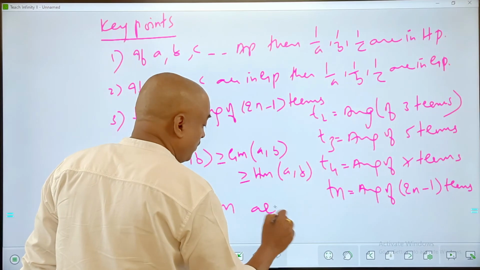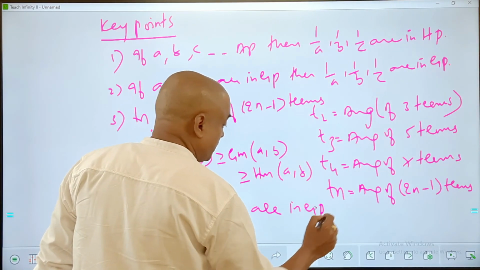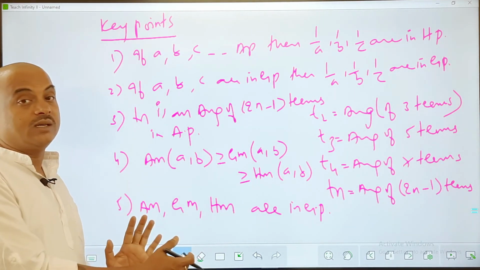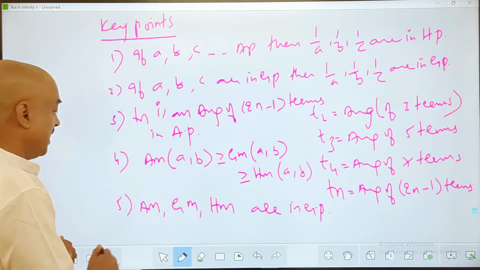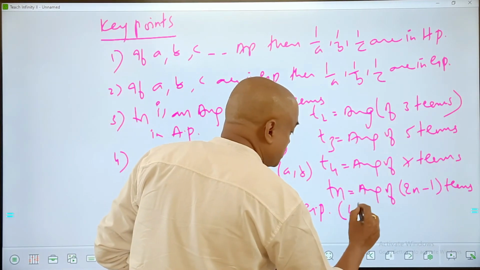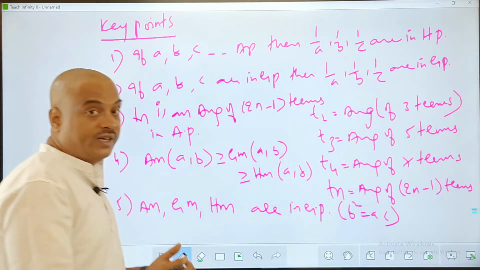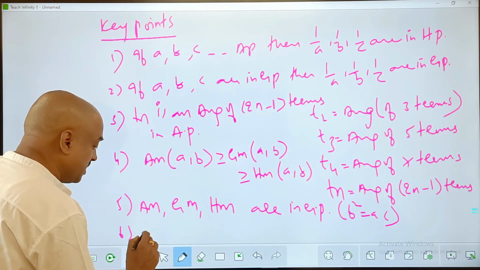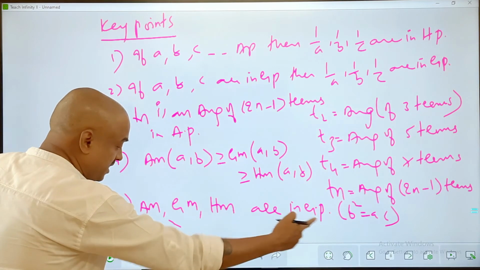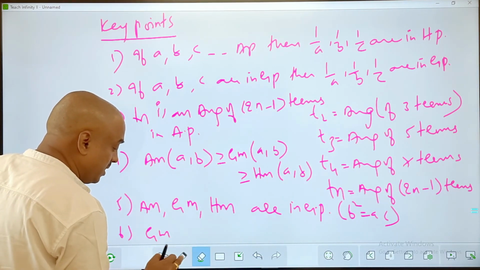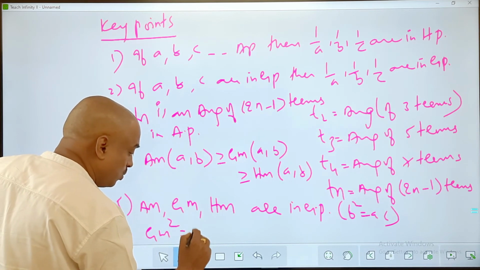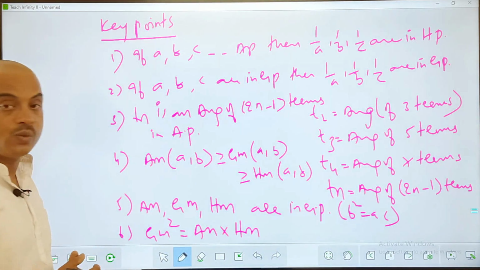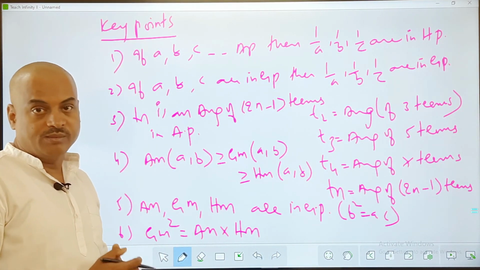Next one, friends, point number 5, AM, GM, HM, these three values will be always in geometric progression. That means it will satisfy the condition B square is equal to AC. We all know if it is geometric progression, this condition have to be satisfied. So we can also take up a point here from this. I am applying the same thing here, friends. GM square is going to be equal to AM into HM. GM square is going to be AM into HM is the property.